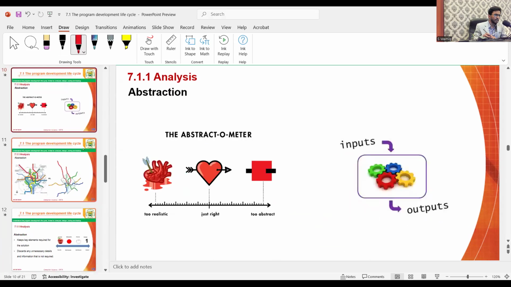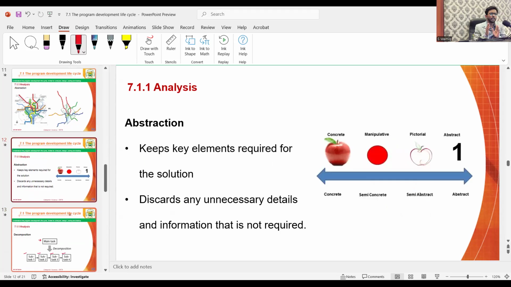Now when I'm talking in terms of abstraction, it basically means that you are only focusing on what is required. You are only keeping the key elements required for the solution and discarding all unnecessary information that is not required. For example, if you are traveling from your home to your school, what do you think? Do you focus on everything? Do you stop at every place that comes in between your school and home? Or is your basic target your school, your destination?